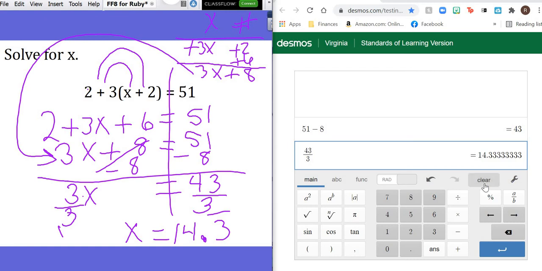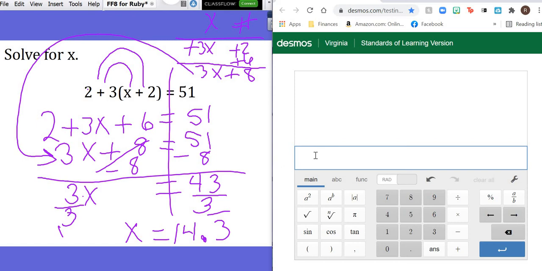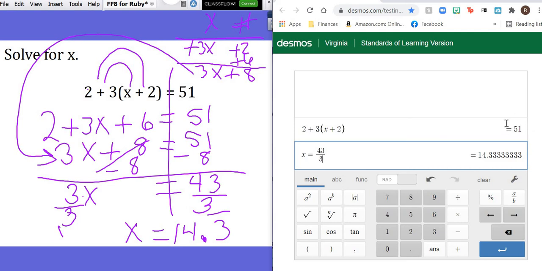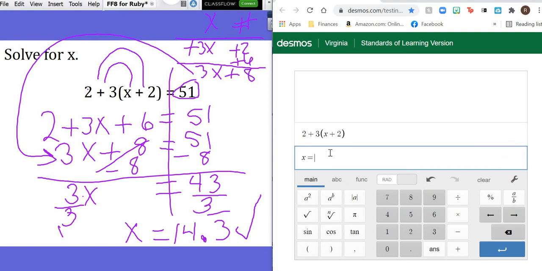So let's go ahead and come over here and check this in our calculator. Okay? So we're going to type in 2 plus 3 parentheses x plus 2, close those parentheses, and then we're going to put in x equals, and I'm going to put in the fraction instead of trying to type that decimal with the repeating 3. I'm going to put in 43 divided by 3. And if you notice, that gives us 51, which is what we had over here, 51. So that means we are correct. Now, I could have typed in the number 14.3, but I have to put in a bunch of 3's until it'll get me to 51. So you can either put in a bunch of 3's or just use the fraction.